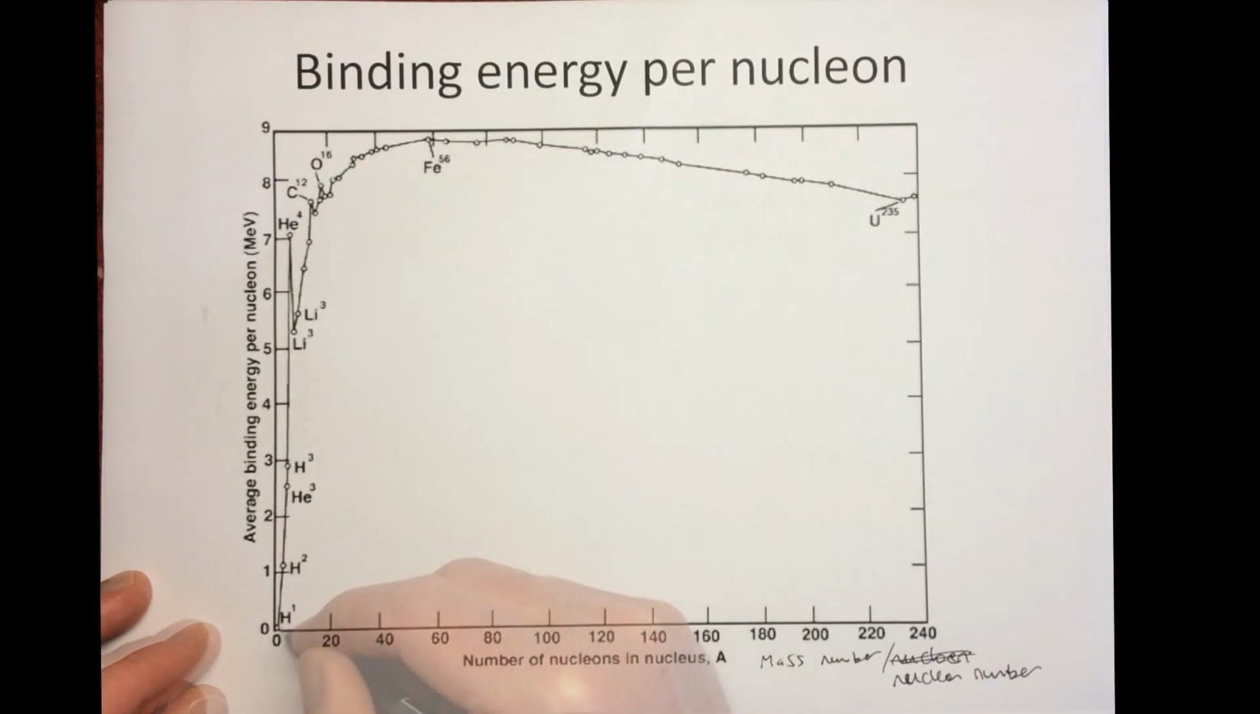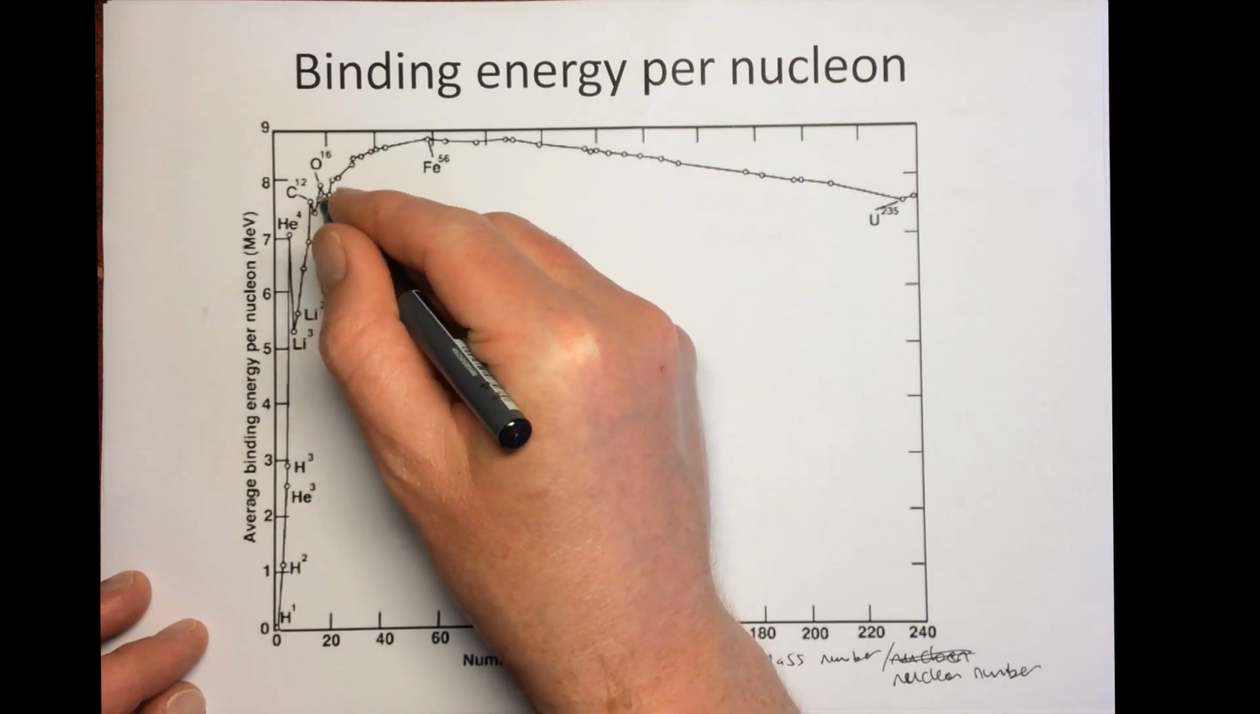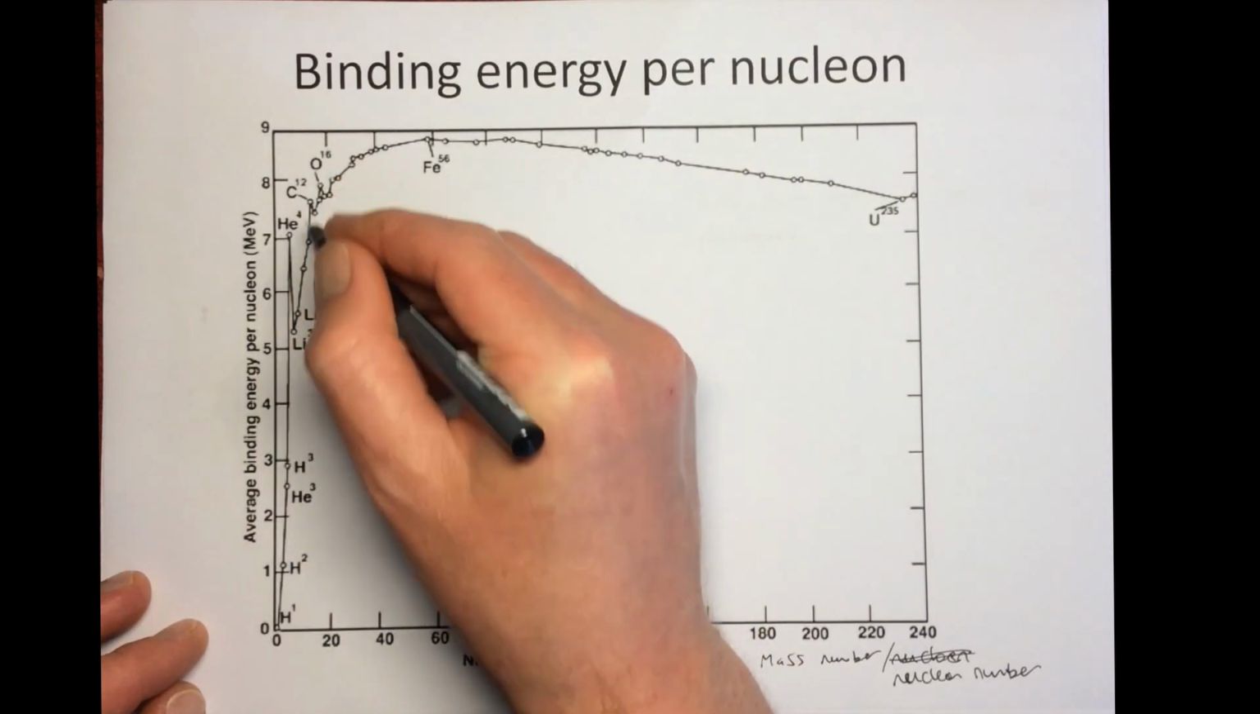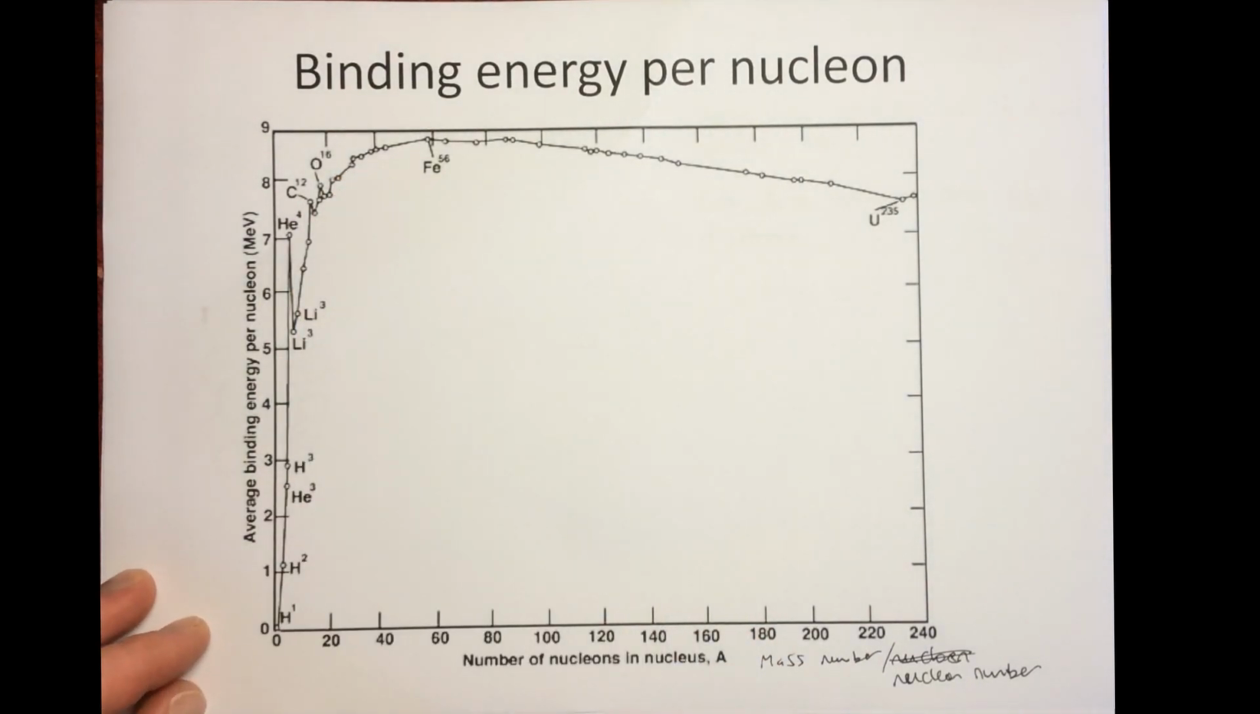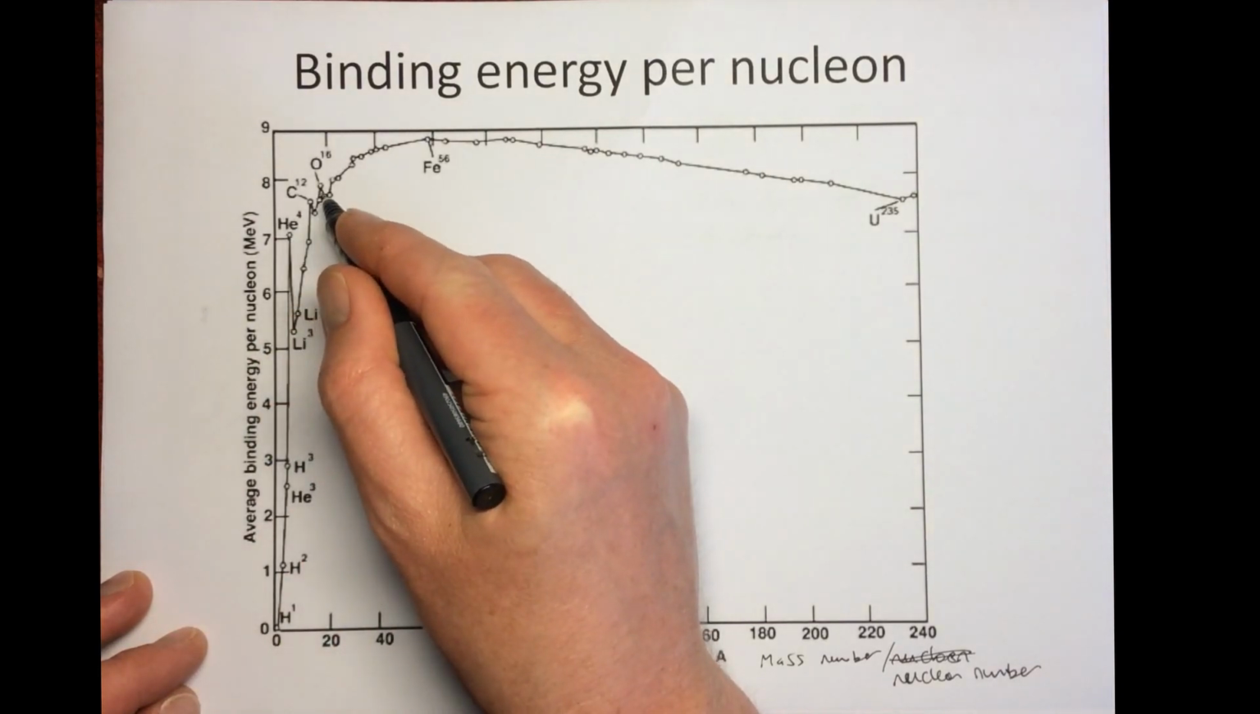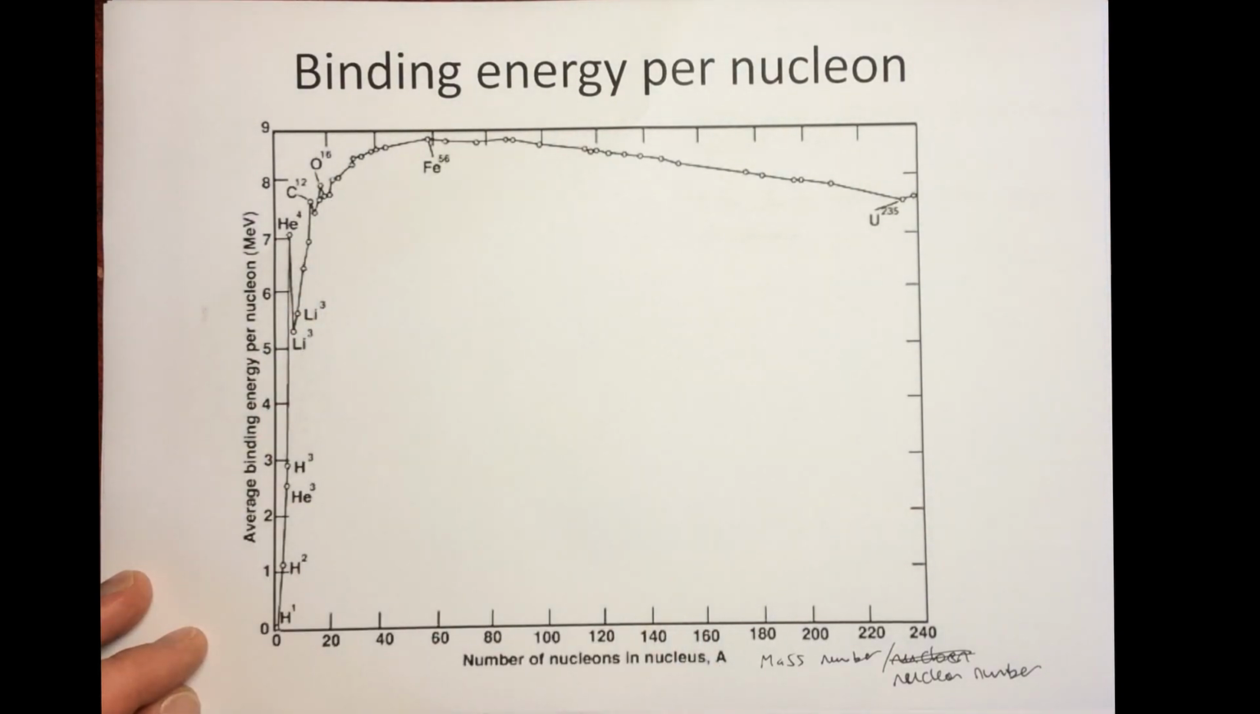So you don't need to know why these spikes are here, why you've got these anomalies for helium, carbon and oxygen. If you want to look it up, it's all to do with the fact that the nucleons in the nucleus sit within certain shells, which are all to do with quantum numbers and so on. And when those shells are full, which is the case with helium, carbon and oxygen, you get an increase in the stability and therefore an increase in the binding energy per nucleon. But you don't need to know about that.